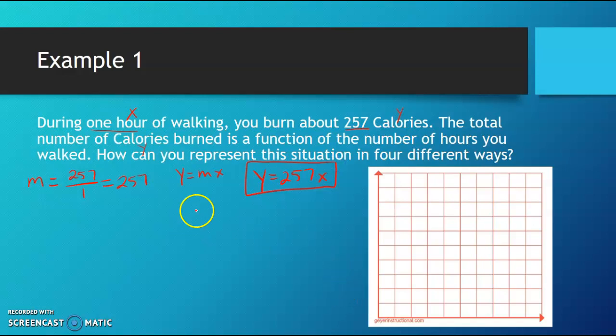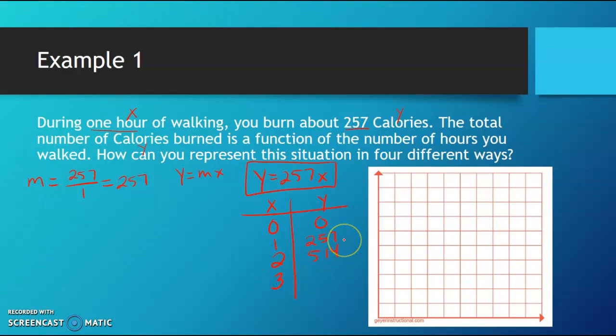Representation number 2 would be a table of points based off of that equation, right? X, Y. We already said that if we exercise 0 hours, we're going to have 0 calories burned. And we know if we exercise 1 hour, I wish I could talk today, that we would have burned 257 calories. So then I'm going to do another one. If I do 2, I'm going to plug 2 in for x. I'm going to take 257 times 2 for 2 hours, and that means I have burned 514 calories.